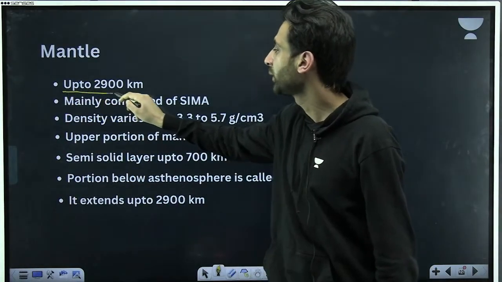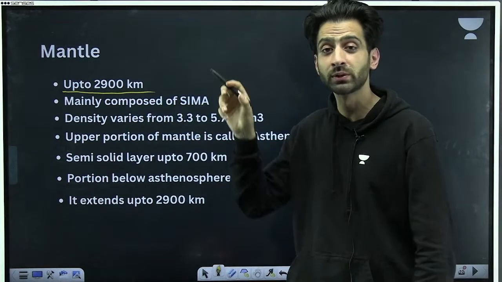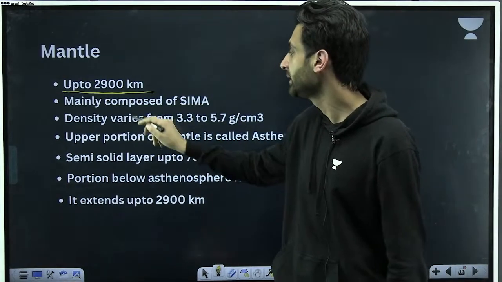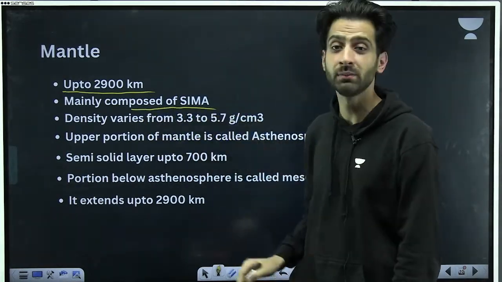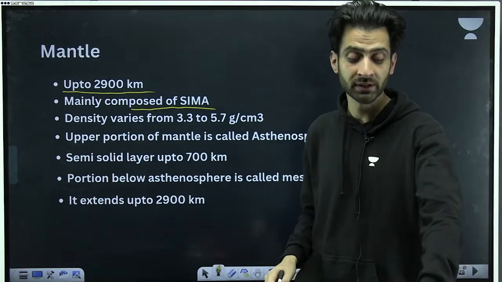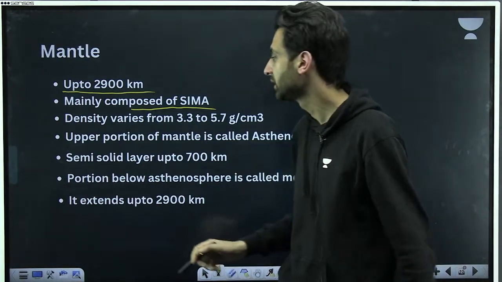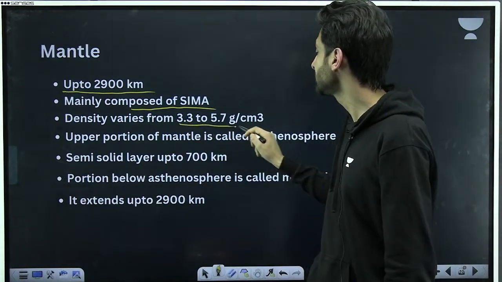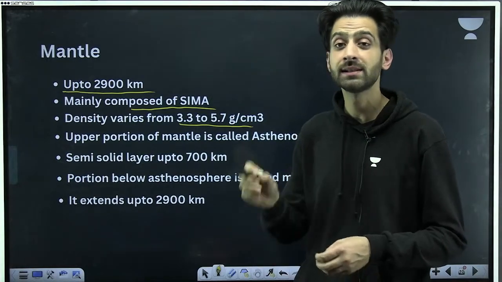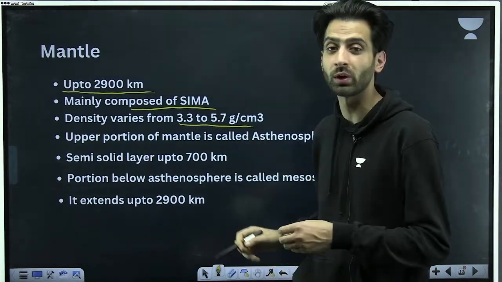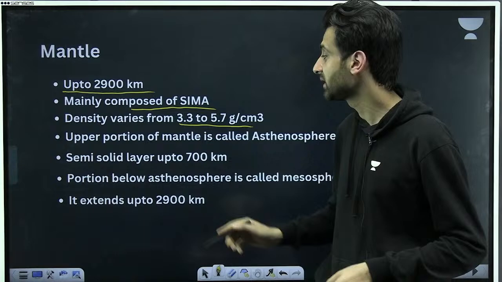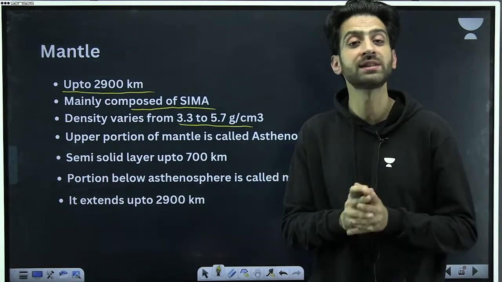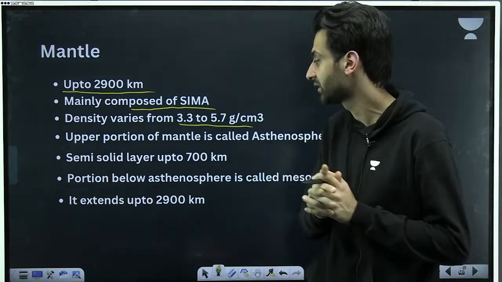It goes up to 2900 kilometers. That is both the upper and the lower mantle, mainly composed of SIMA. What is the full form of SIMA? Just tell me the full form in the comments. I mentioned it 10 times. Density varies. Why does the density vary? You can see the upper mantle is semi-solid and then it goes towards the solid state. That is why the density varies from 3.3 to 5.7 grams per cubic centimeter.